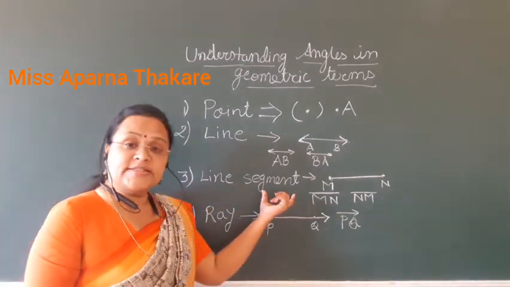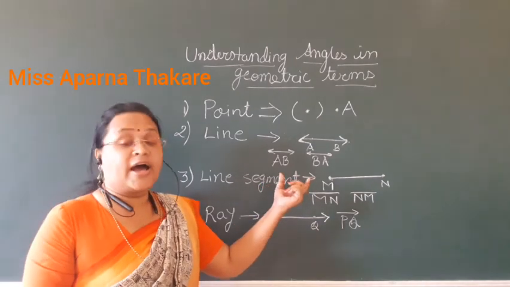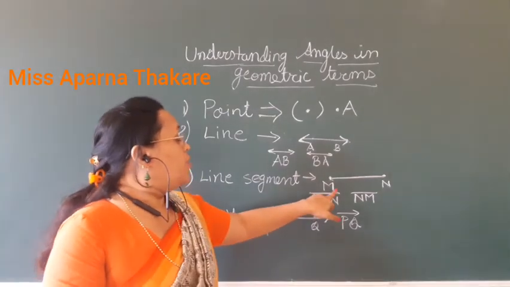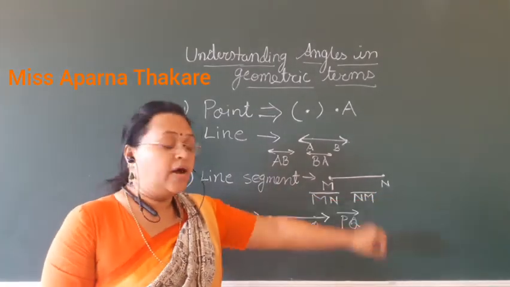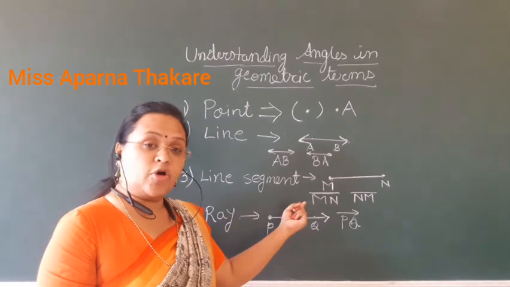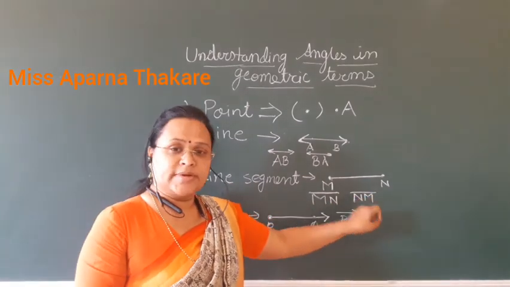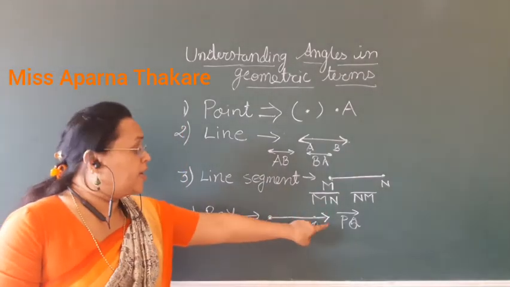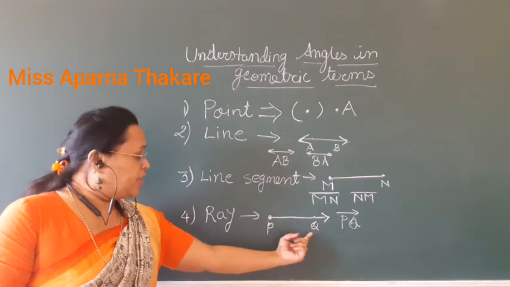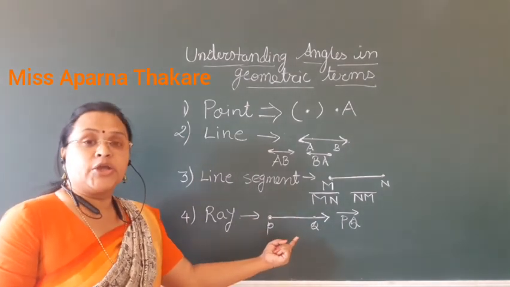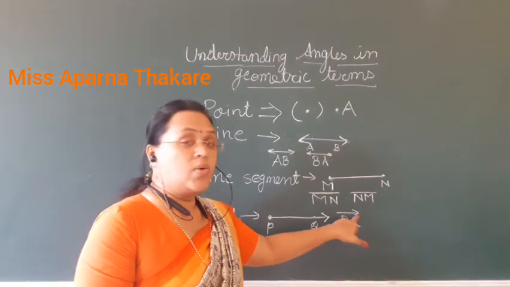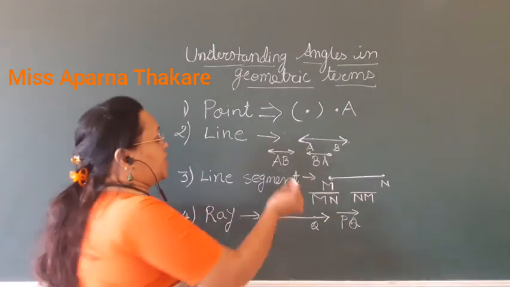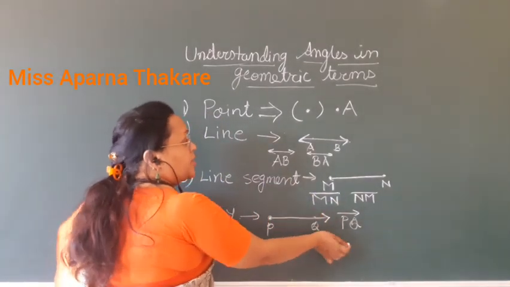Third is line segment. A line segment has two end points. We give the names M and N, so we can write MN with a bar at the top, or NM. Okay. And the last is ray. It has one end point and one endless point. We give the names P and Q. Now we can write PQ with a bar. So we can say AB, MN, PQ.